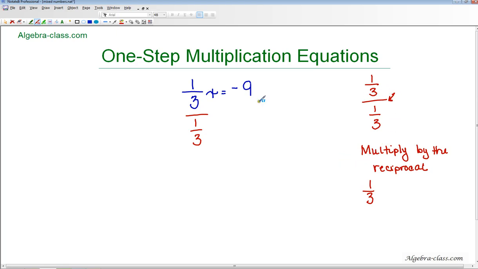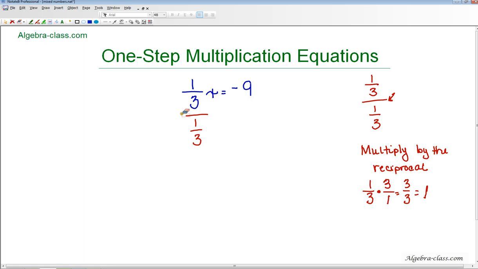So you keep the 1/3, the first 1/3 the same, and then you change the division bar to multiplication, and then you take the reciprocal of the second number, which means that we're going to flip it. So it's going to become 3/1. So 1/3 times 3/1 is 3/3, and 3/3 is equal to 1. So that's how we get a coefficient of 1.